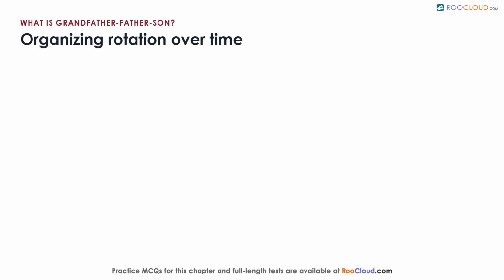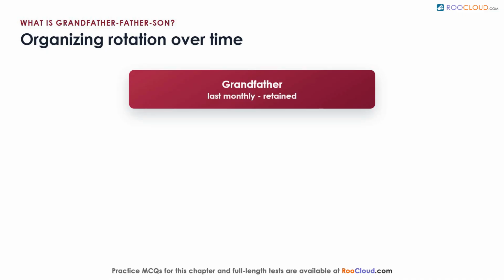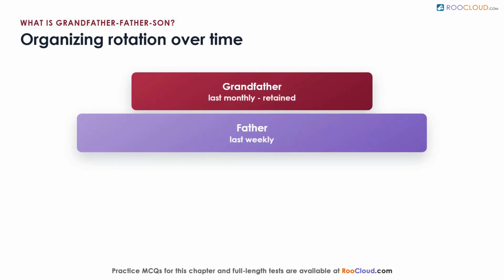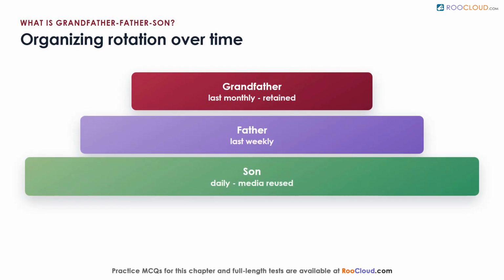How do you organize the rotation over time? A well-known method is grandfather, father, son. Daily backups are the sons. The last backup of the week becomes the father. The last backup of the month becomes the grandfather. Daily media get reused the next week, but monthly and yearly copies are retained, not recycled.